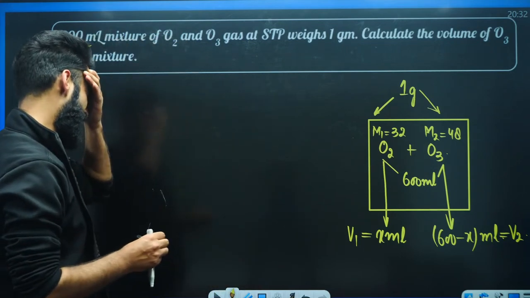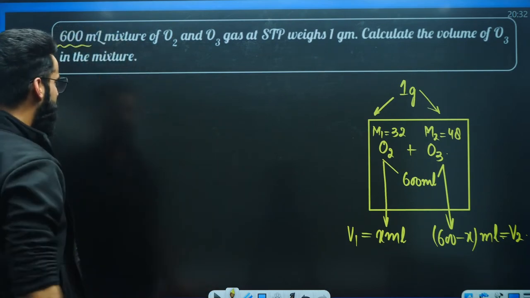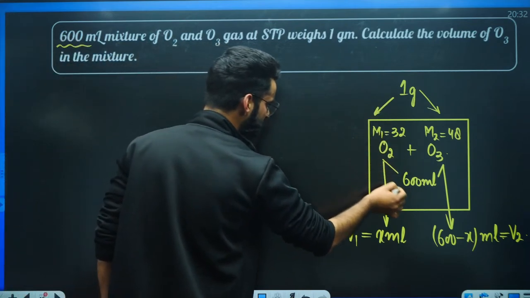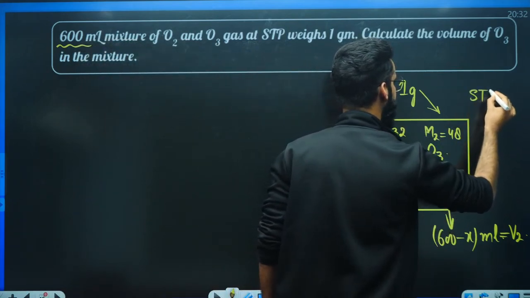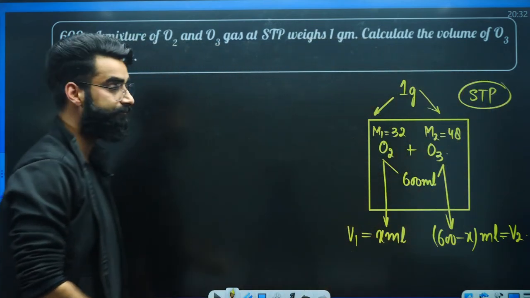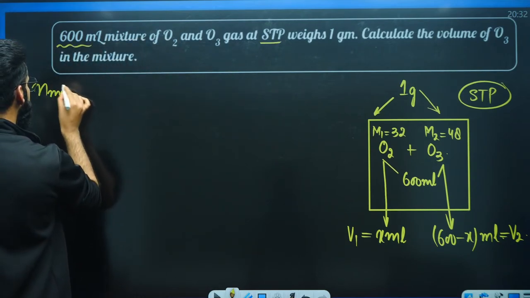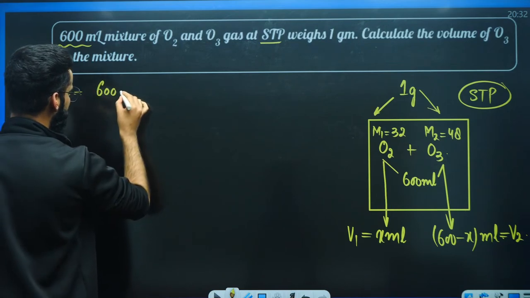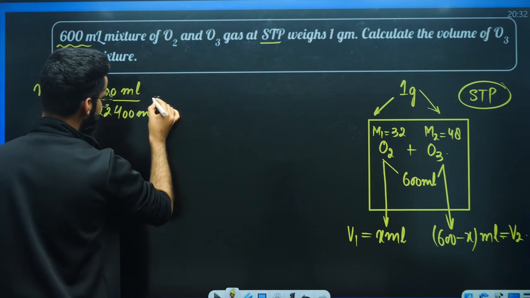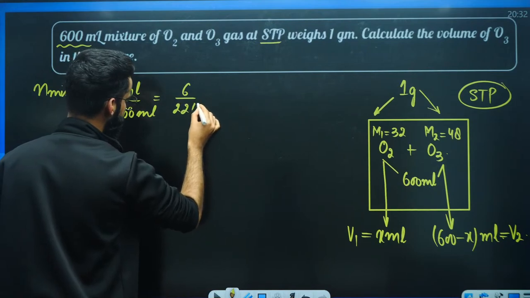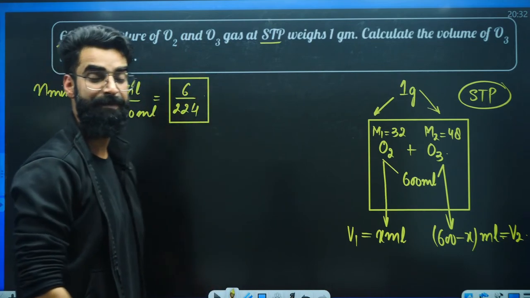Now the point is, how do I get the value of X? Let's have a look. The volume of the whole mixture is 600 ml, and the mixture is present at STP. So if I ask you how many moles are there in the mixture, you will say, given volume of the mixture in ml divided by 22400 ml. This will give you the total moles present in the container: 600 divided by 22400.